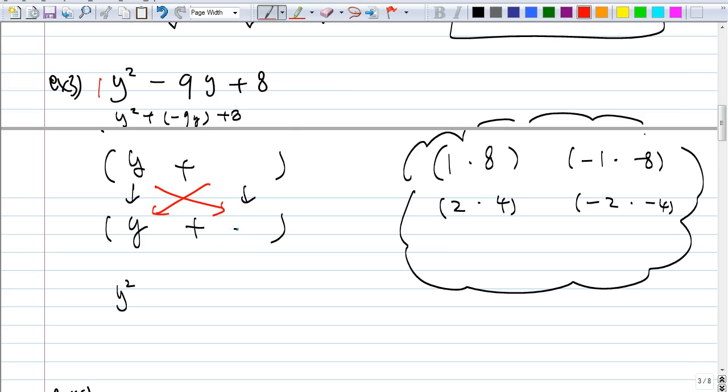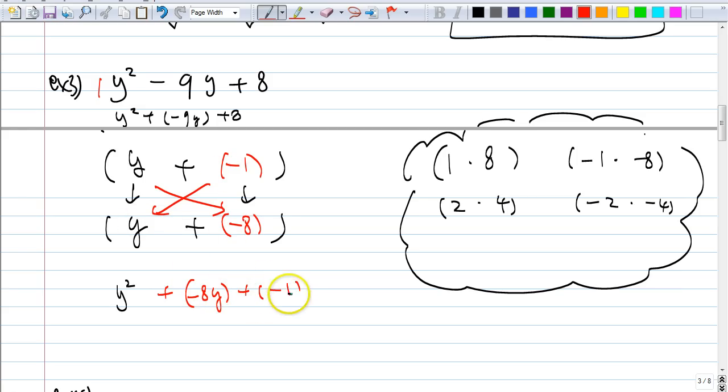Which one do you think we need? 1, 8, negative 1, negative 8, 2, 4, negative 2, negative 4. Which one? One of these. Raise your hand. Yes. Negative 1, negative 8. That's right. Negative 1 and negative 8 will give you, if you don't believe me, let's multiply it out. What's y times negative 8, guys? Negative 8 what? Y. We need that y, don't we? What's y times negative 1?